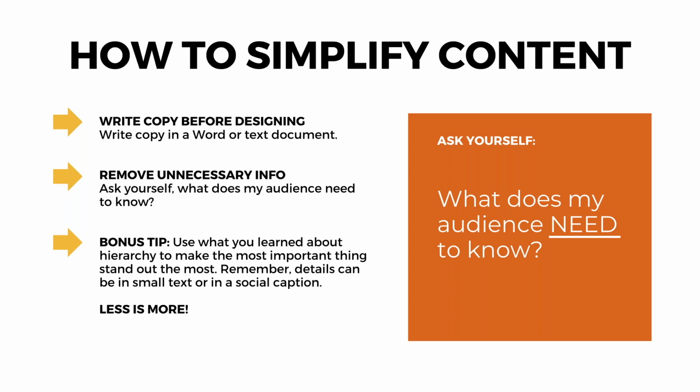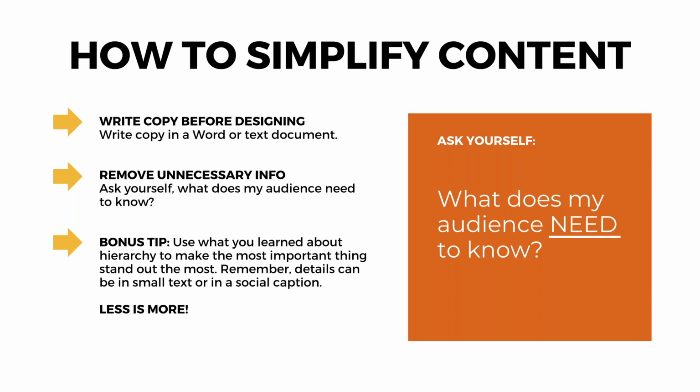So ways to simplify content is to write your copy before you ever get into Canva. So that could mean you write down all the event details that you think you might need in your design. So that might be name of the event, place, location, maybe some details about the event. Write it all down. And then I want you to go back through your content and simplify it. Remove unnecessary information and ask yourself, what does my audience actually need to know to attend my event, to understand what it is?